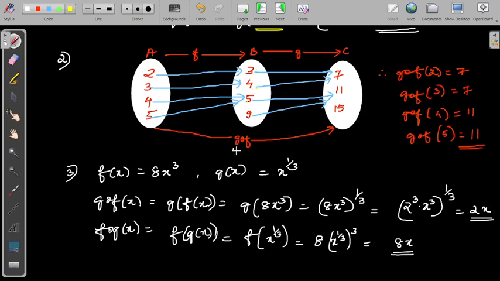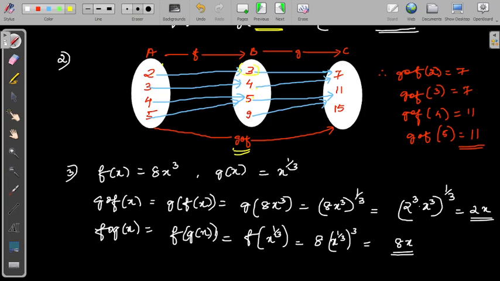Now I have to define g composite f, which is a function from a to c. Now look at this. The range of f is nothing but 3, 4, 5. 3, 4, 5 is the range of f, which is a subset of the domain of g. Domain of g is 3, 4, 5, 9. 3, 4, 5 is clearly contained in the domain of g. Hence, you can define g composite f. Now, see here. 2 goes to 3, 3 goes to 7. So 2 should go to 7 under g composite f. So g composite f of 2 goes to 7.